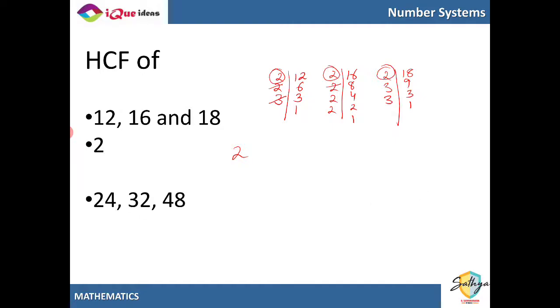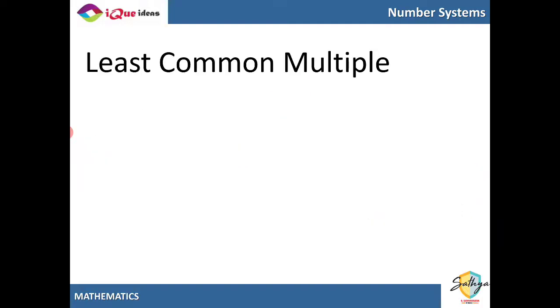Similarly for 24, 32, and 48, you can calculate and your answer should be 8. So these are the highest common factors of numbers. Now, least common multiple. So let's take the number 2. All the numbers which come in the table of 2, like 2, 4, 6, 8, 10, 12, 14, 16, 18, 20, 22, and so on, are called multiples of 2.